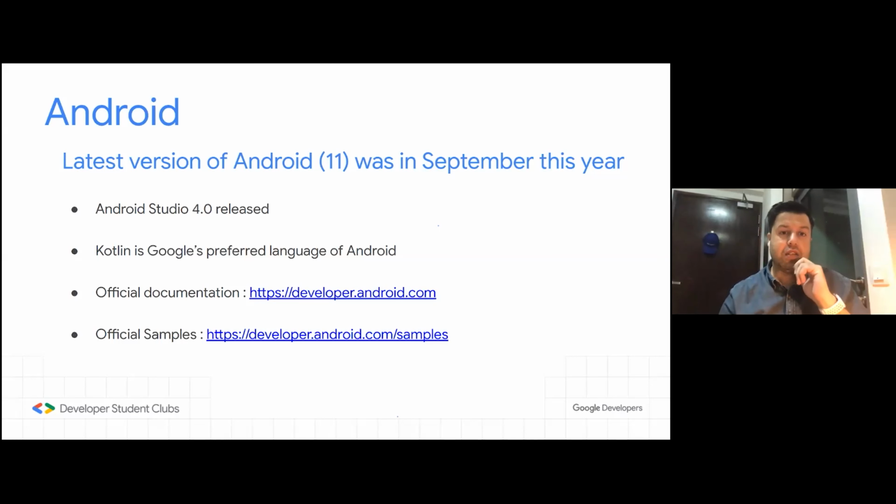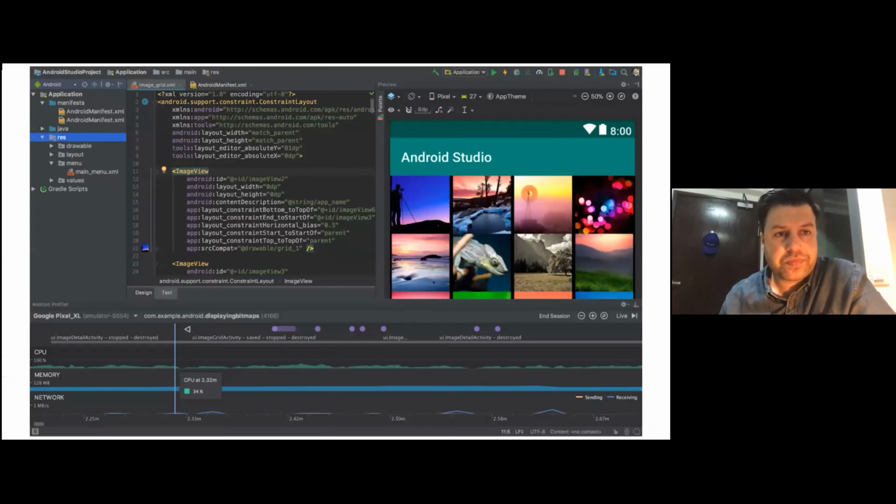Next. So what's the status of Android as of now? Android 11 was released in September. And then we have Android Studio, which is the official IDE you can use to make Android apps. That's Android Studio 4.0. And Kotlin is Google's preferred language for Android. You will find so much help from the community and from Google's official resources in Kotlin. You can also do Java, but Java is more like just keeping the old libraries; they are not building new libraries in Java.